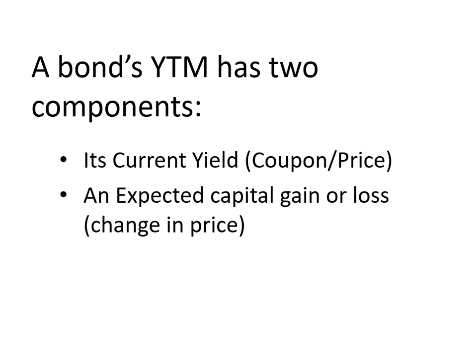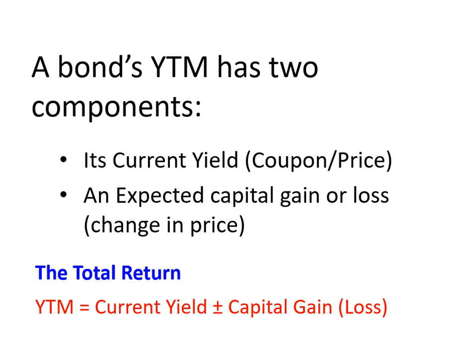Let's look a bit closer at a bond's yield to maturity. It has two components. Its current yield, which is simply the coupon divided by its current price, plus any expected capital gain or loss. And again, that's simply any expected change in the bond's price. So our total return, or the yield to maturity, can be thought of as a simple equation: the current yield plus or minus any expected capital gain or loss.